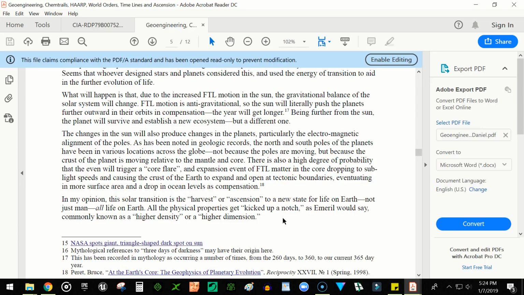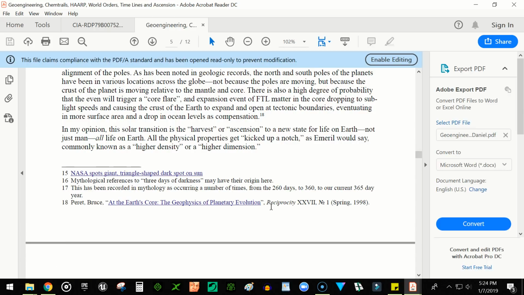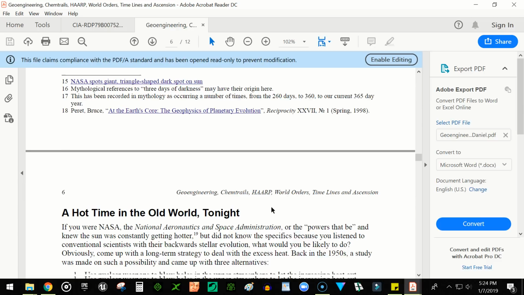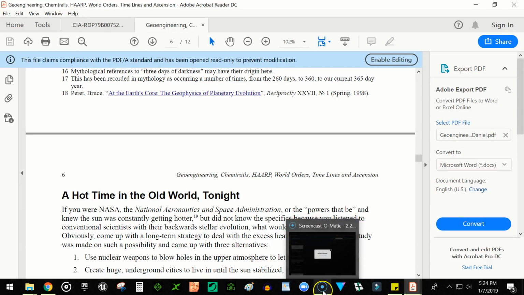In my opinion, the solar transition is the harvest or ascension to a new state for life on Earth, not just man, all life. All the physical properties get kicked up a notch, as Merrill would say, commonly known as the higher density or higher dimension. I think I'm going to stop there for now.